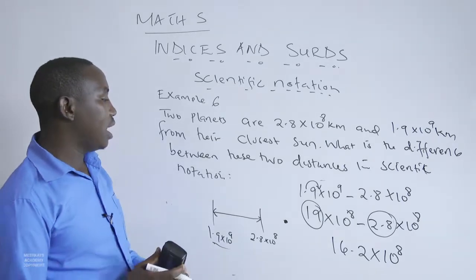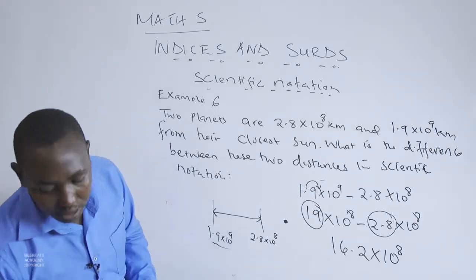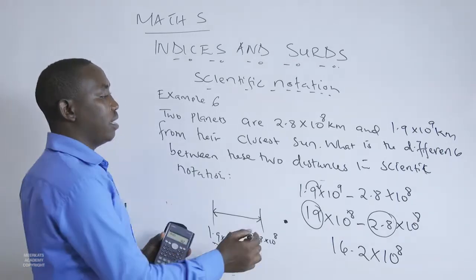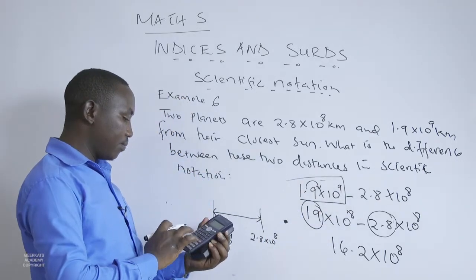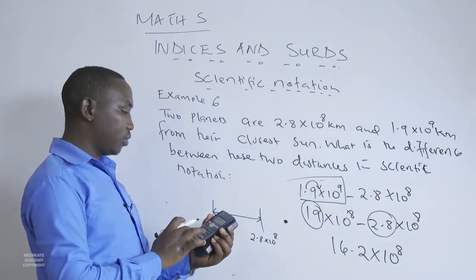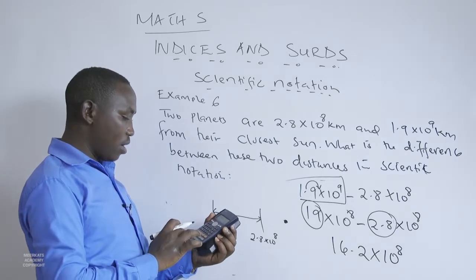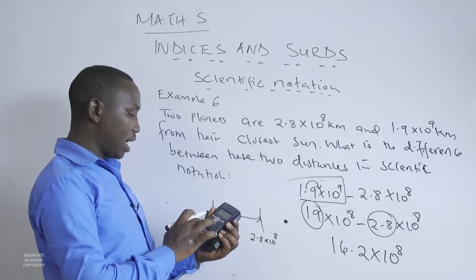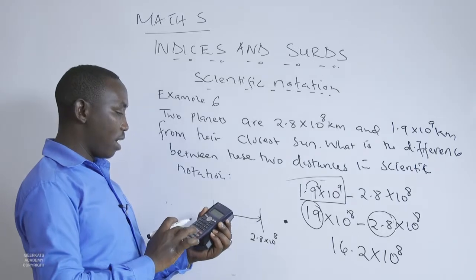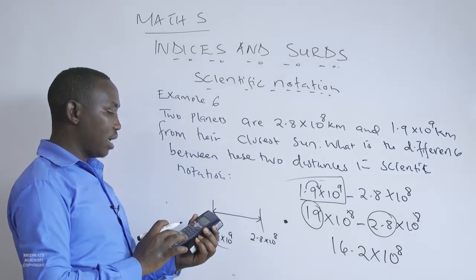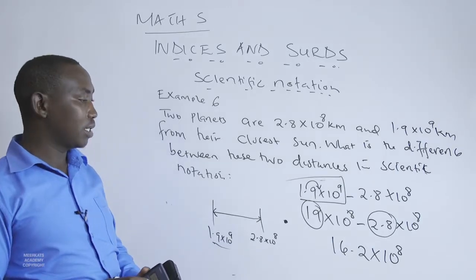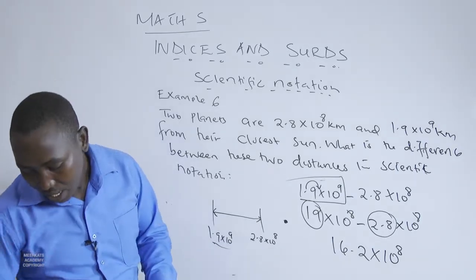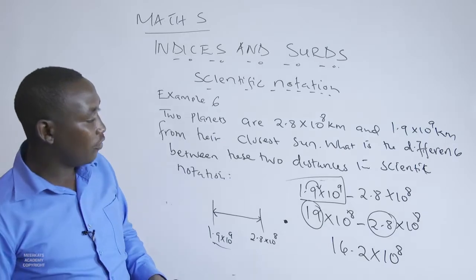Or we can still use the calculator directly by pressing these values the way they are. You take 1.9 times 10 to the power of 9, subtract 2.8 times 10 to the power of 8. It will still give you the same answer, 16.2 times 10 raised to the power of 8.